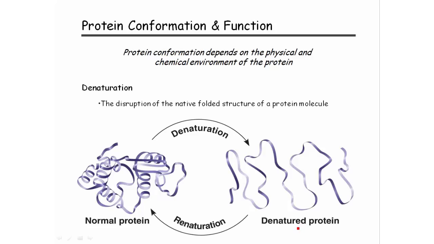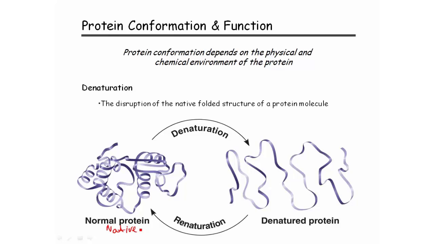So denaturation is the process where a protein that is perfectly folded up does happen to get unfolded. So that is not a good situation for a protein. So here on this side of this diagram, we have a normal protein, or what might be called a native protein. This one is folded up and it's functional inside the cell.